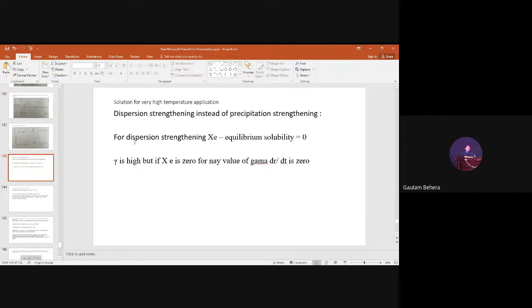Yeah, already I have written. What is the reason behind the strengthening? You can see for dispersion strengthening, Xc, the equilibrium solubility, is 0. So these oxide particles, TiO2, yttrium oxide, thorium oxide, will not become soluble in the matrix. If they do not become soluble in the matrix, what will happen? Strength will remain more. They will not become coarser, right?